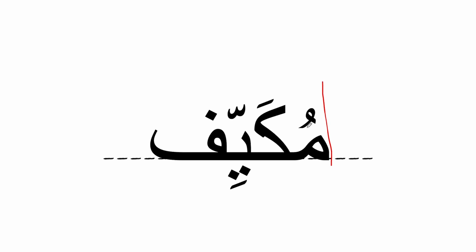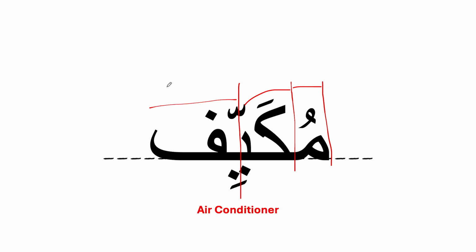I'll have one before the dhamma, and one before the fatha, and one right in the middle of the shadda. So this sign is called shadda in Arabic. And now I will read the ya twice, once with this syllable and once with that syllable. And it would be mukayyif, which is air conditioner.